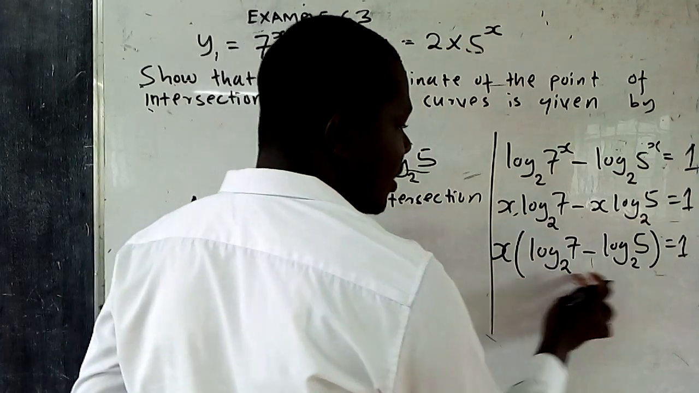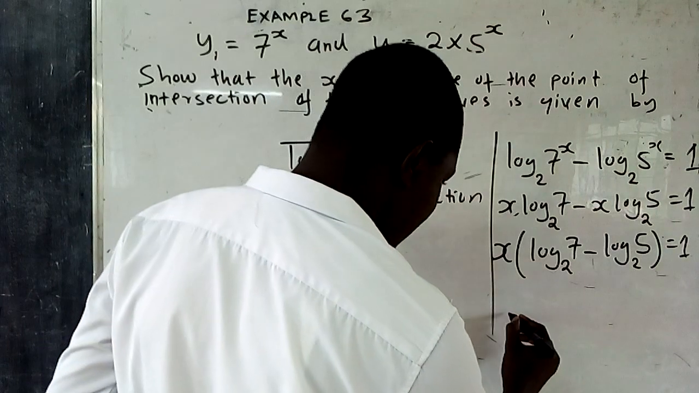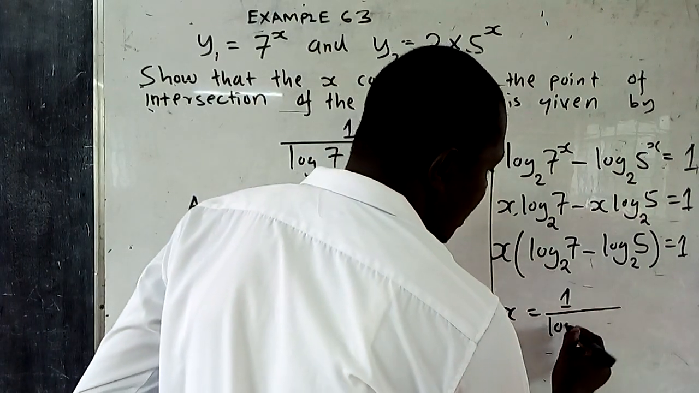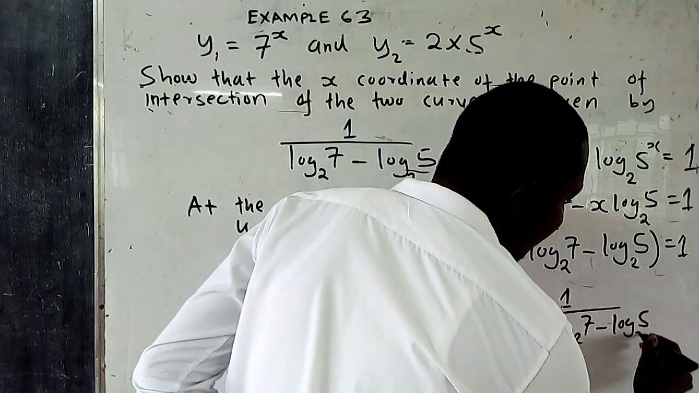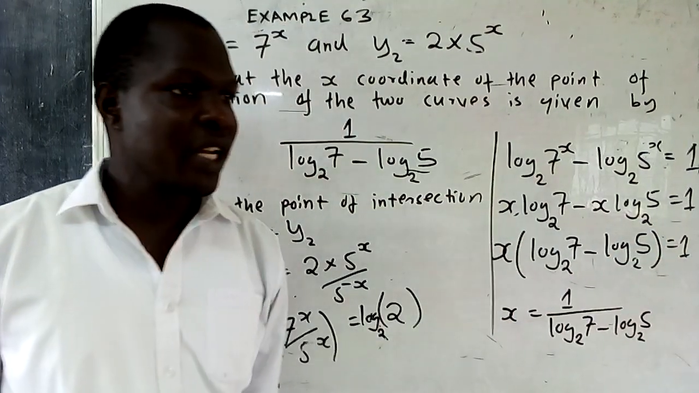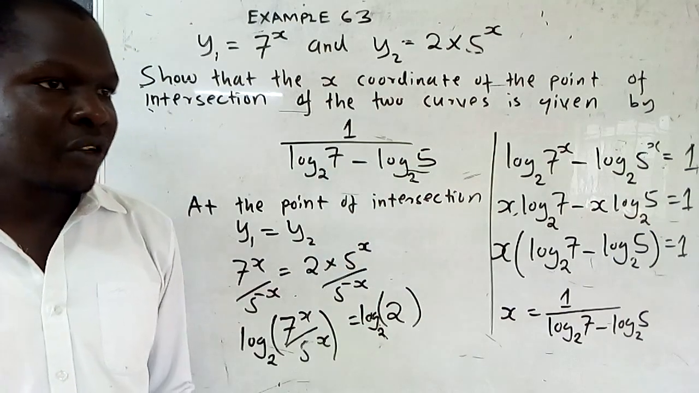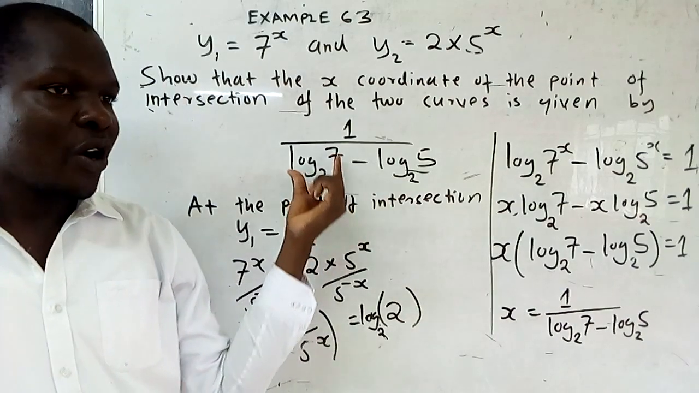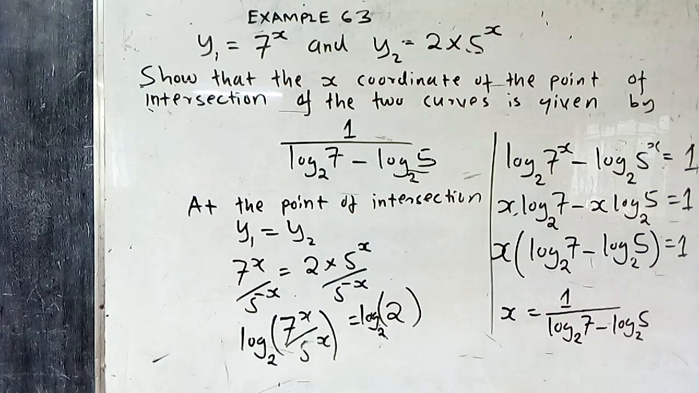So for us to get x, we divide both sides by log 7 to base 2 minus log 5 to base 2. So what do we get x to be? 1 over log 7 to base 2 minus log 5 to base 2. We divide both sides by the coefficient of x for us to remain with x. And you see what we found is exactly the x coordinate. So the x coordinate is given by 1 over log 7 to base 2 minus log 5 to base 2. Is that understood?